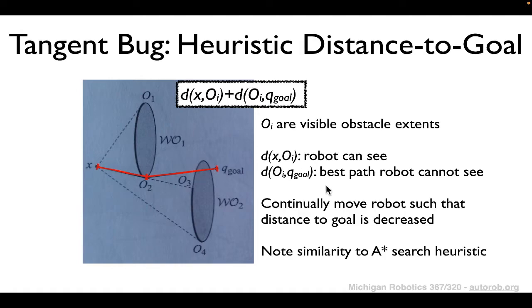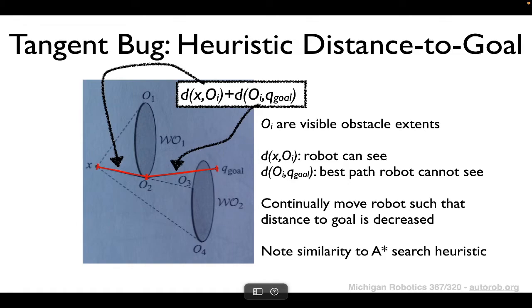And so the idea behind this heuristic search is we're going to essentially choose which obstacle extent to move towards to minimize the heuristic that's shown above. So the thinking is that if we continually move the robot such that this distance to the goal is decreasing, then we'll ultimately be able to reach our goal.